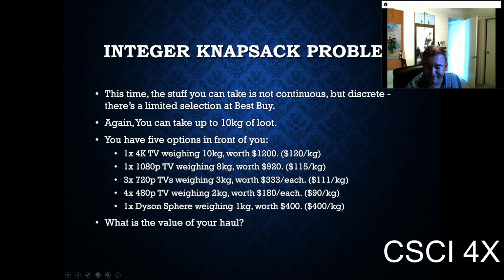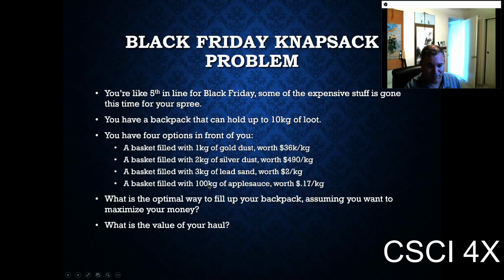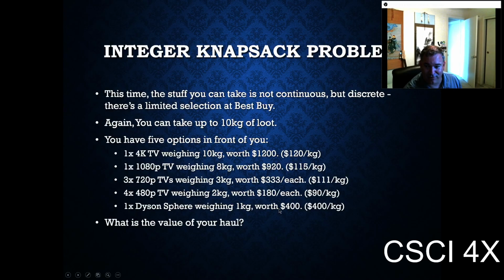When you had continuous quantities like applesauce, you just pour the applesauce in, pour the gold in, and it's an easy problem. It's a trivial problem to solve. With integers, though, imagine you've got 1,000 things in Best Buy you can take. If you go through every combination of items, you're talking about an exponential search, right? You're at 2 to the 1,000th power. You'll never be able to solve it. You need a clever algorithm to solve the integer knapsack problem.